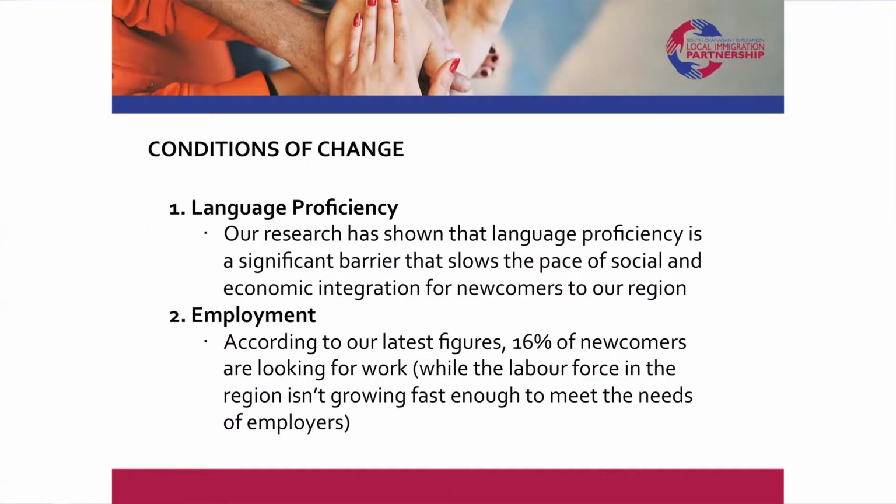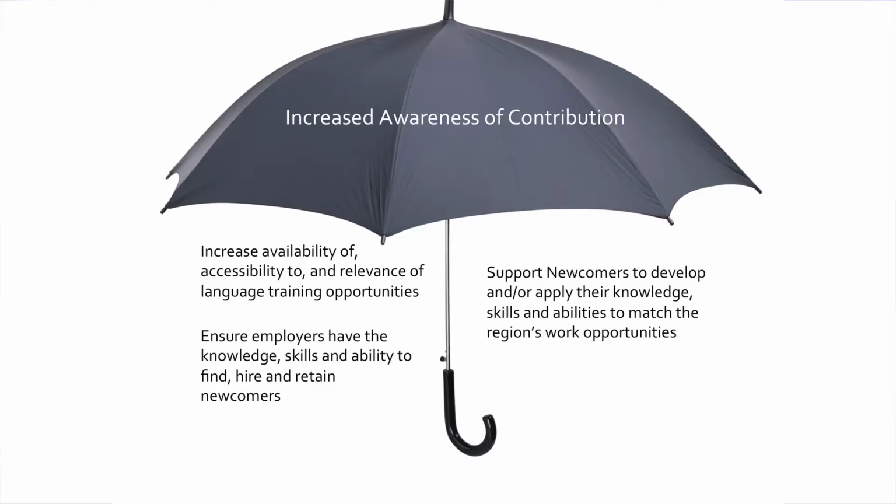So again, our conditions of change are much clearer for us. It's around the language proficiency and around lowering the unemployment rate. And then from when I showed you in the beginning slides where we had some general goals, now our goals are much more specific and much clearer to us. We want to increase the availability and accessibility and relevance of the language training. We want to ensure that our employers have the knowledge and skills and ability to find, hire, and retain our newcomers. And we want to support newcomers to develop and apply their knowledge and skills and abilities to match the region's work opportunities. So again, a lot more clarity there for what our activities will be based around.